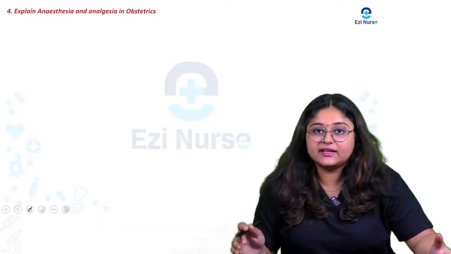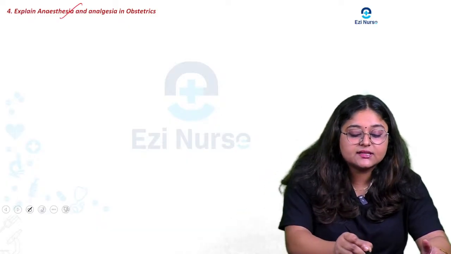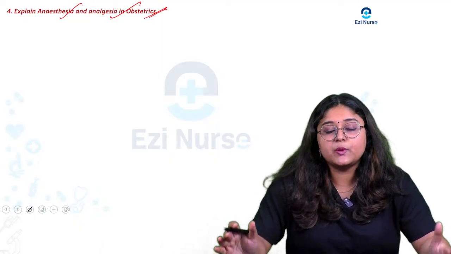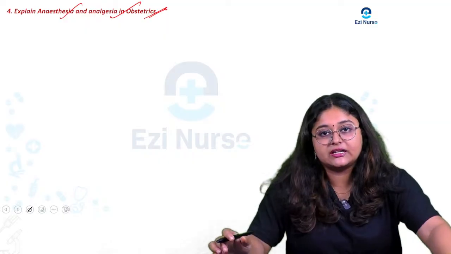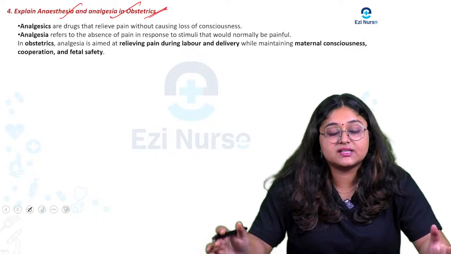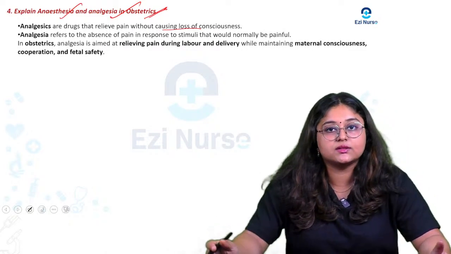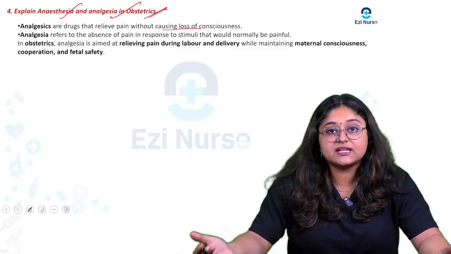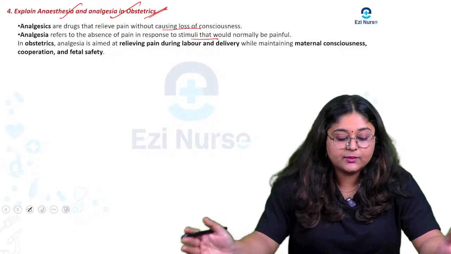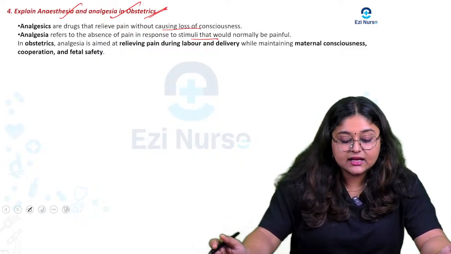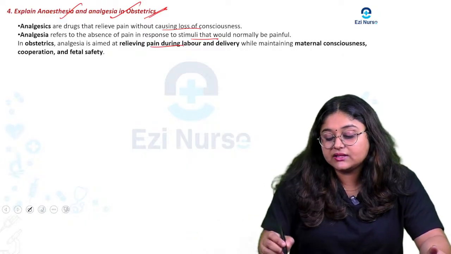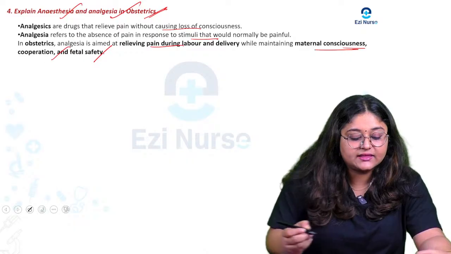So now come to the next important question, that is, explain anesthesia and analgesia during the obstetric period. Okay, so this is also one of the most important questions for the 10 marks as well as the 5 marks. So see, first, analgesics are the drugs that relieve pain without causing loss of consciousness. Analgesia refers to the absence of response to stimuli which would normally be painful. And in obstetrics, analgesia aims at relieving pain during labor and delivery while maintaining maternal consciousness, cooperation, and fetal safety.